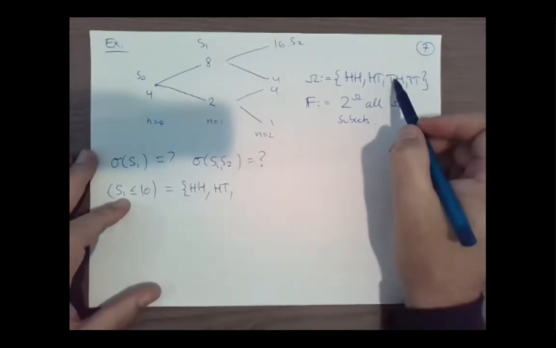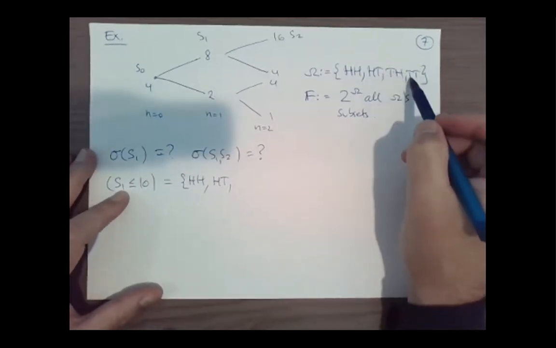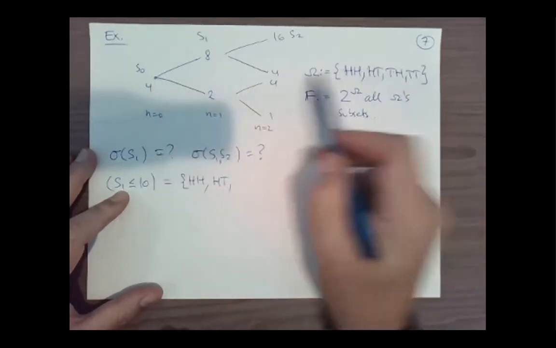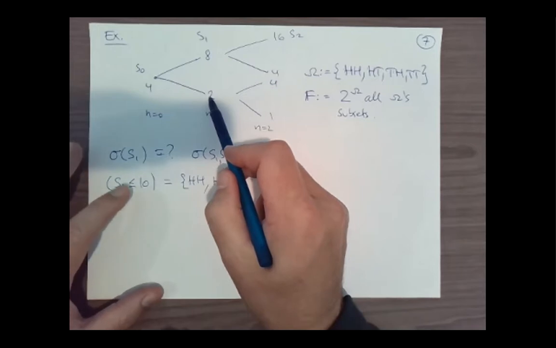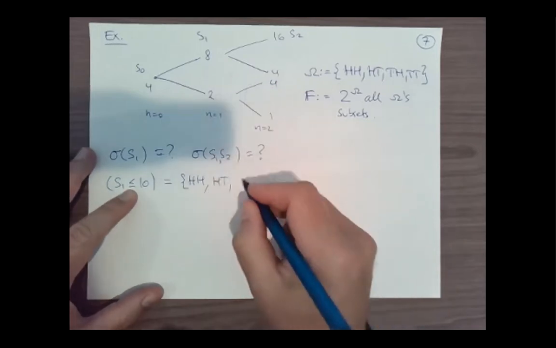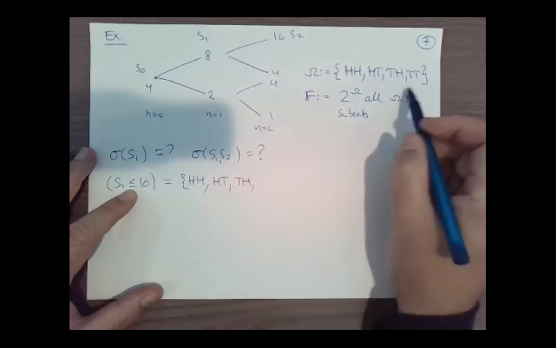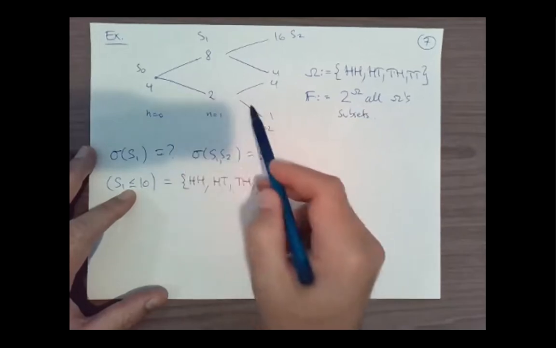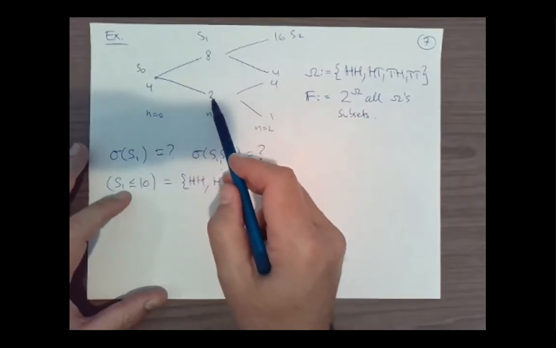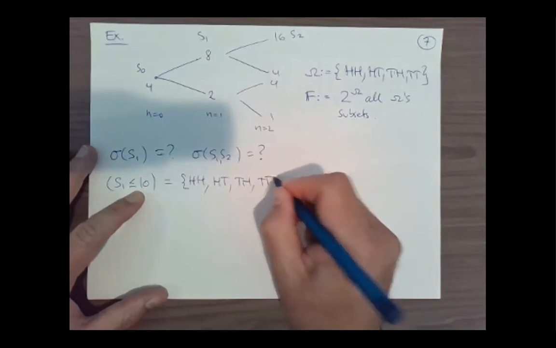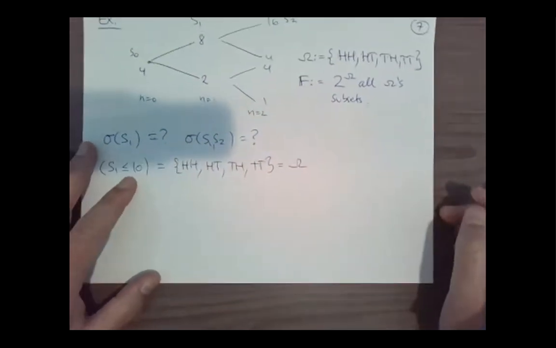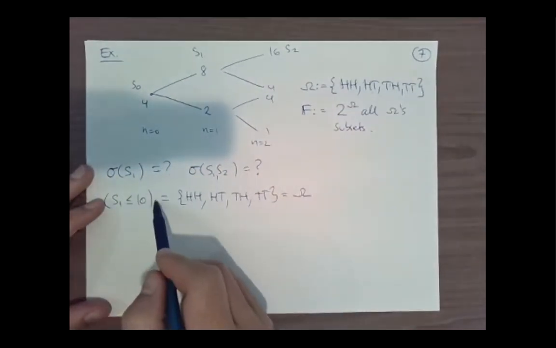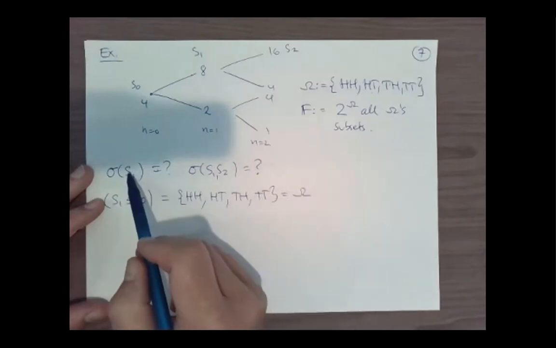What happens if I do tail heads? What is S1 at TH? Well, this one I only care about the first coordinate. The first coordinate is 2. 2 is less than 10. Okay, so that's in there. And TT is going to be the same. Tail, tail, I'm only interested in the first one. 2 is less than 10, so that's going to be in here. All right, so that's my omega. No matter what element in my sample space I'm looking at, S1 is less than 10. So that has to be inside that set.